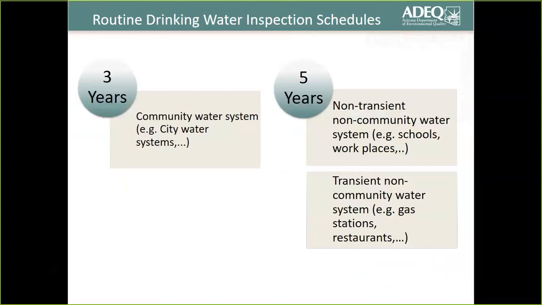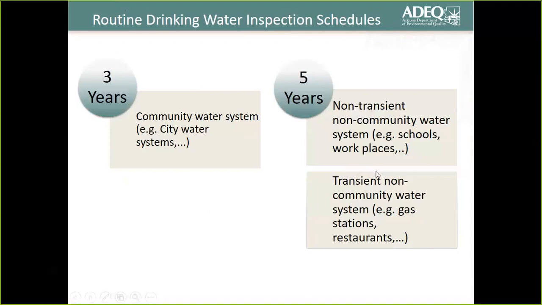What is our inspection schedule? Basically, it depends on the type of system. So there are 3 types of public water systems. The first one is community. Community systems have at least 15 service connections used by year-round residents or regularly serve at least 25 year-round residents. Generally, these are your city water systems, town water systems, and such. Community water systems are inspected once every 3 years.